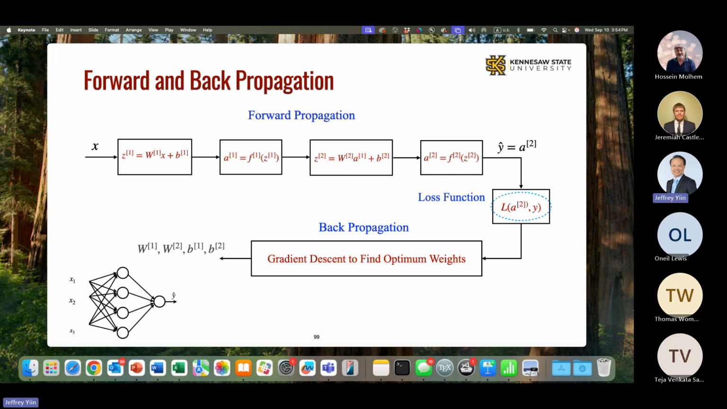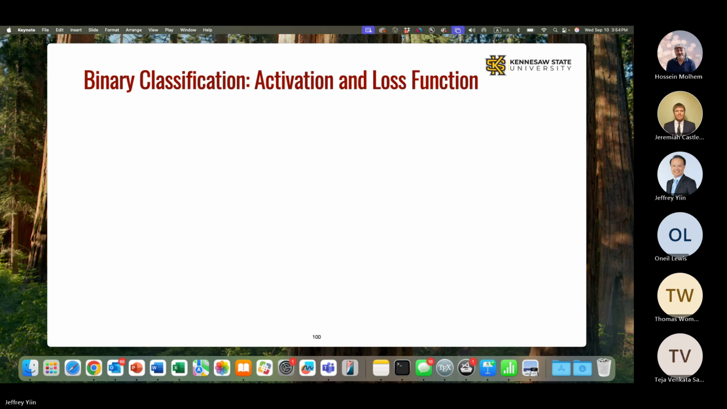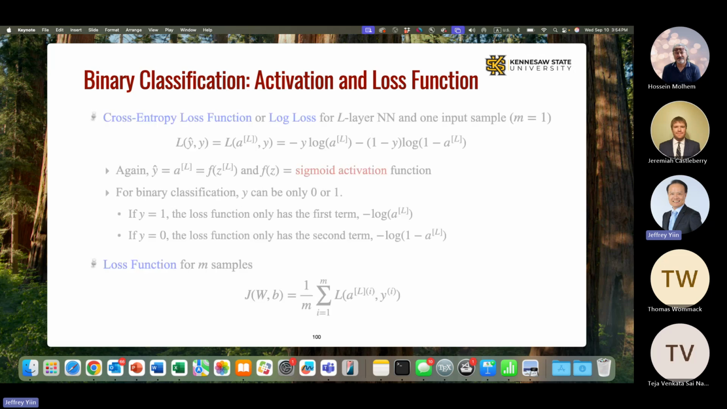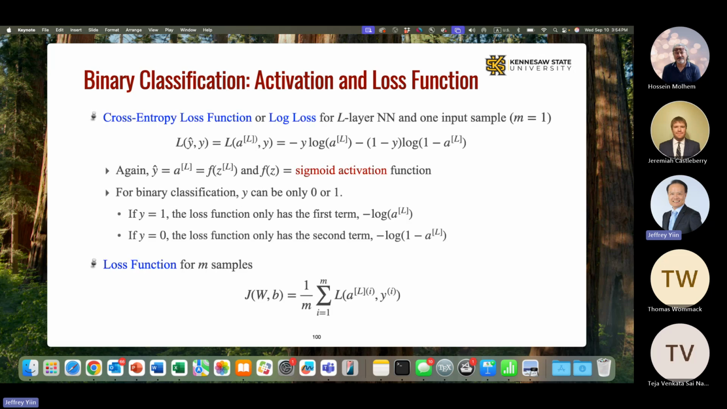So that's essentially the high level operations for any neural network. Forward and back propagations. Okay. Still, I want to build some foundation before we move to the algorithm itself. I want you to look at the log loss function in a little bit more detail.